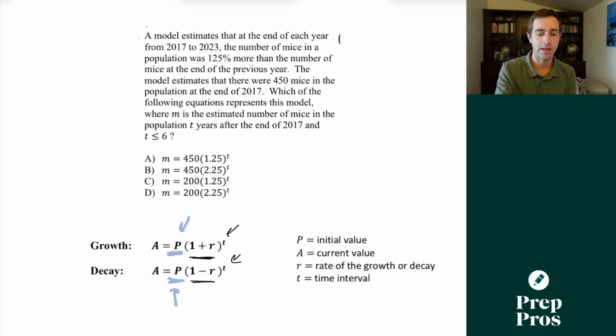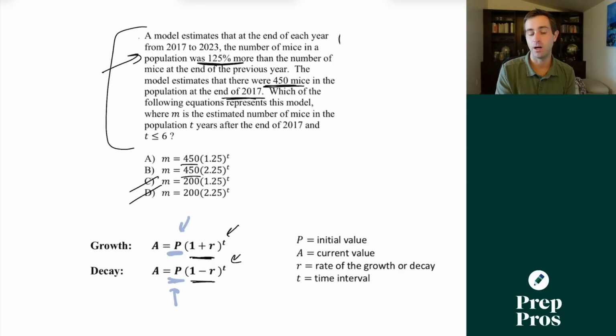So now let's put that into practice here. A model estimates that at the end of each year from 2017 to 2023, the number of mice in a population was 125% more than the number of mice at the end of the previous year. The model estimates that there were 450 mice in the population at the end of 2017, so that's going to be our starting value, so we need to see the 450 here, so that can get rid of C and D, because we were starting from the end of 2017, going to 2023.